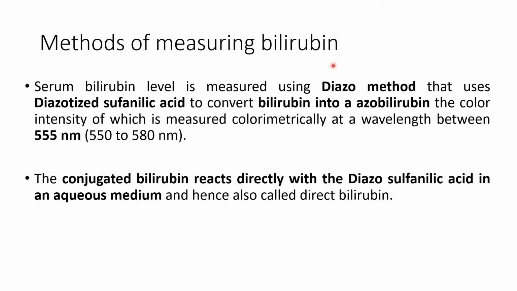Methods of measuring bilirubin. Serum bilirubin level is measured using the diazo method that uses diazotized sulfanilic acid to convert bilirubin into azobilirubin, and the color intensity thus obtained is measured colorimetrically at a wavelength of 555 nanometers. You can keep the range between 550 to 580 nanometers and measure it. The conjugated bilirubin directly reacts with the diazotized sulfanilic acid in aqueous medium, and hence we get the direct bilirubin concentration.